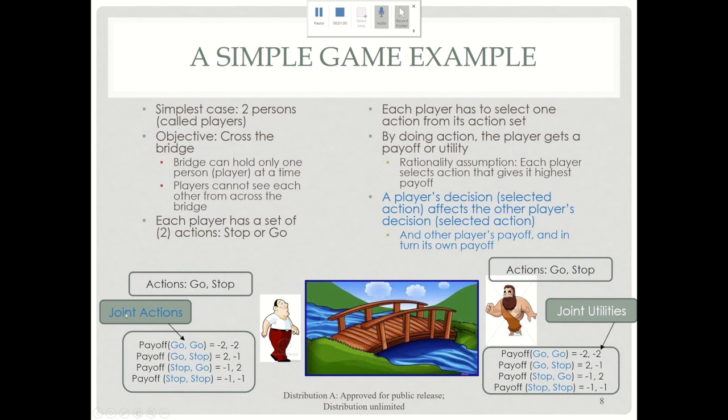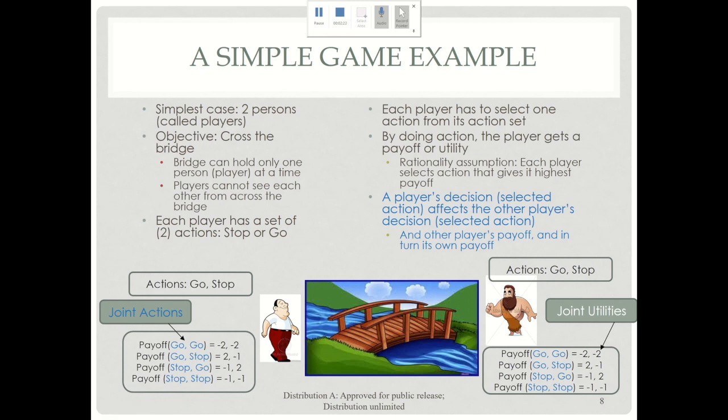So in our example, the joint actions would be go, go, stop, and so on. Now the payoffs of the player get associated with the joint actions as well. For example, for the joint action go and go, player 1's utility is the first component here, which is -2. Player 2's utility is the second component, which is -2.